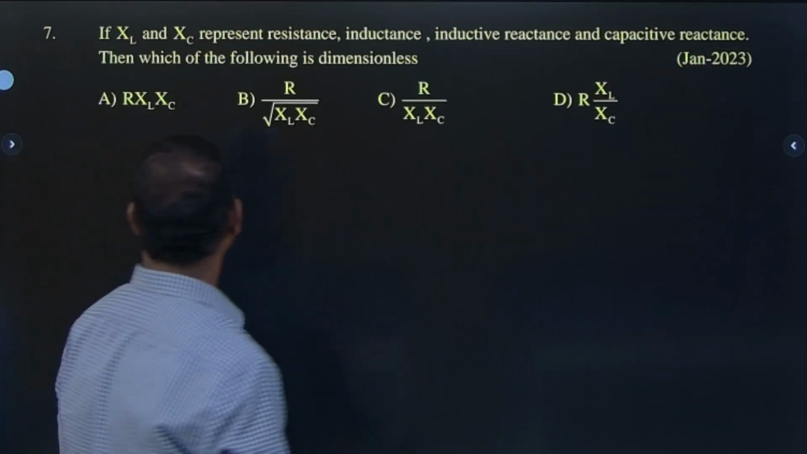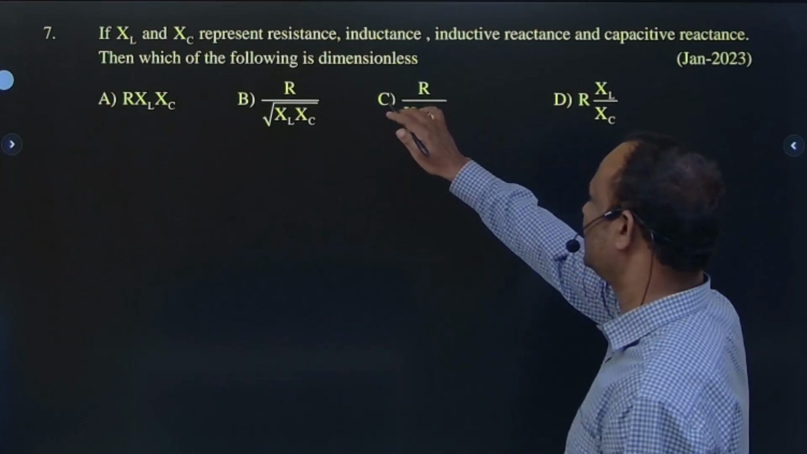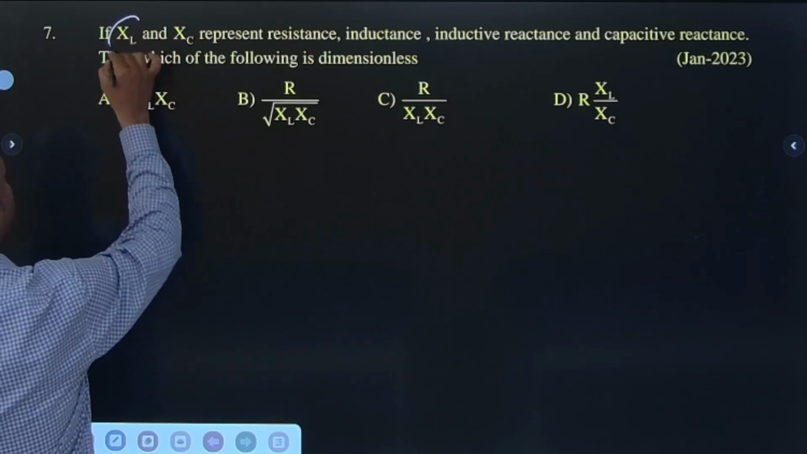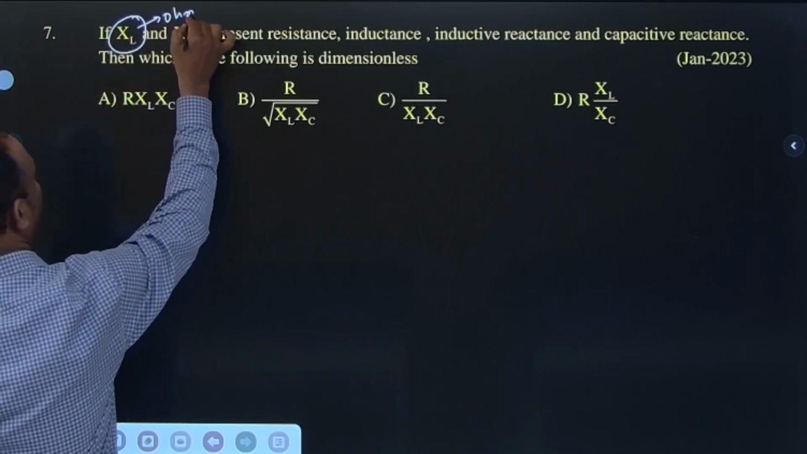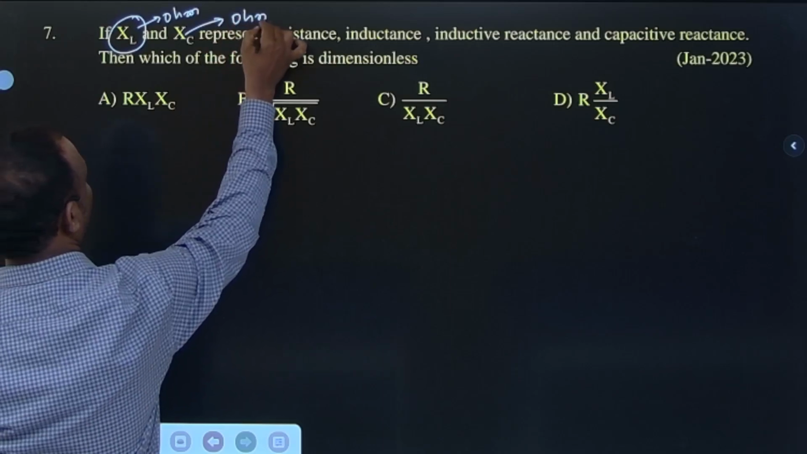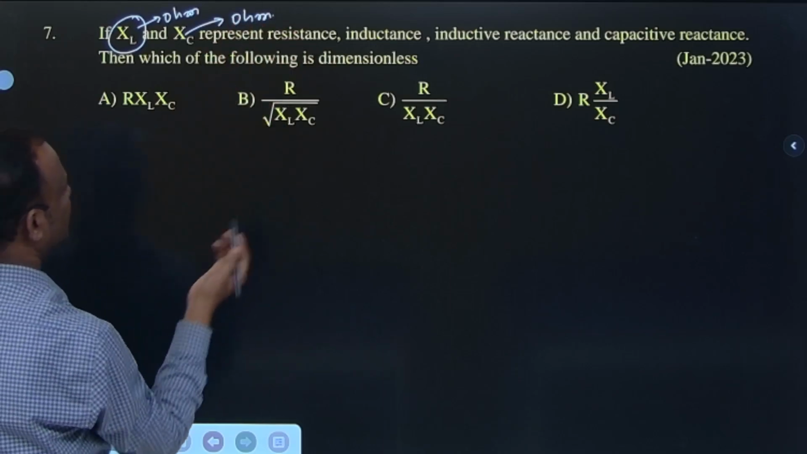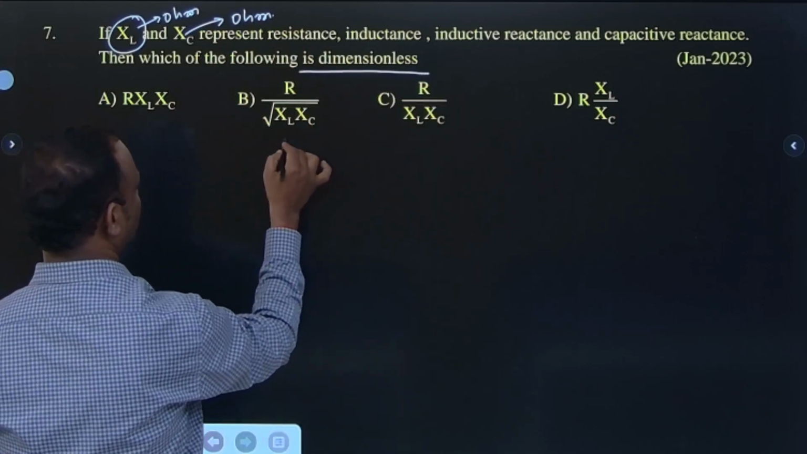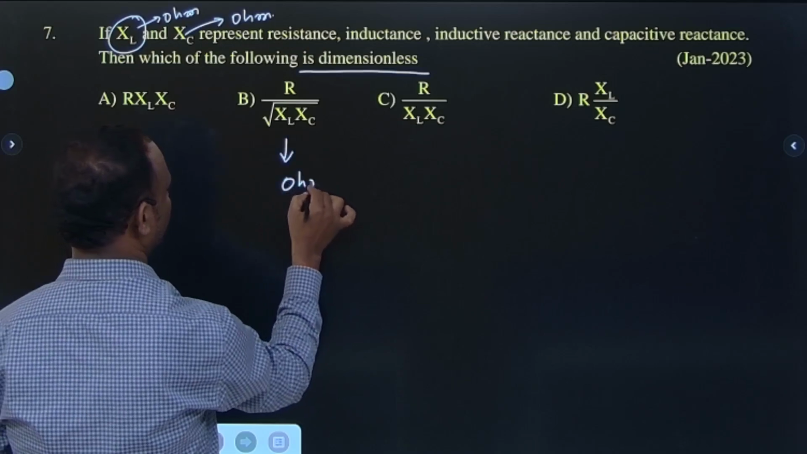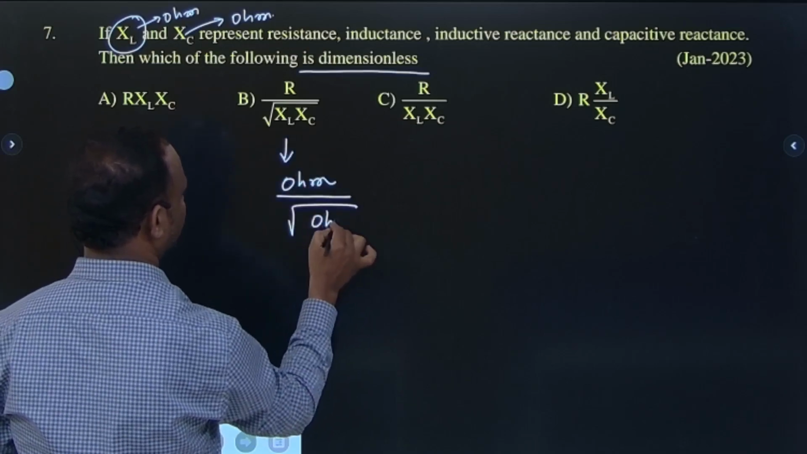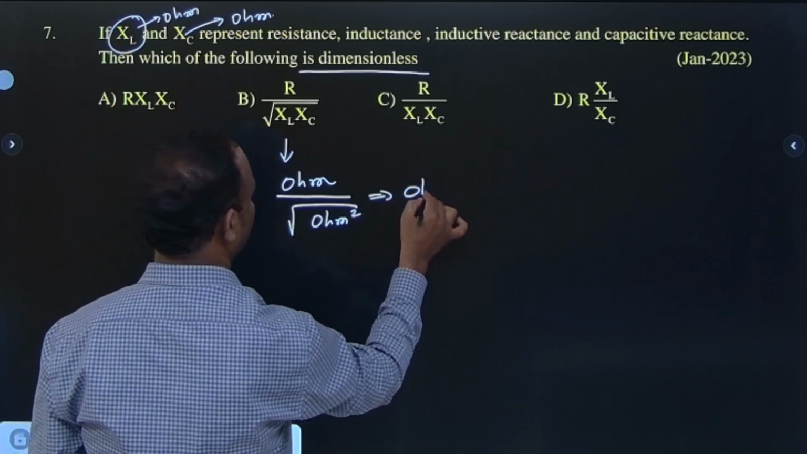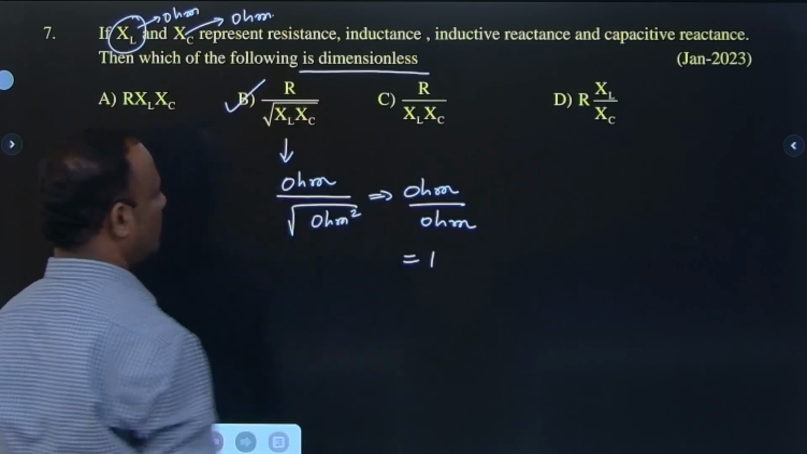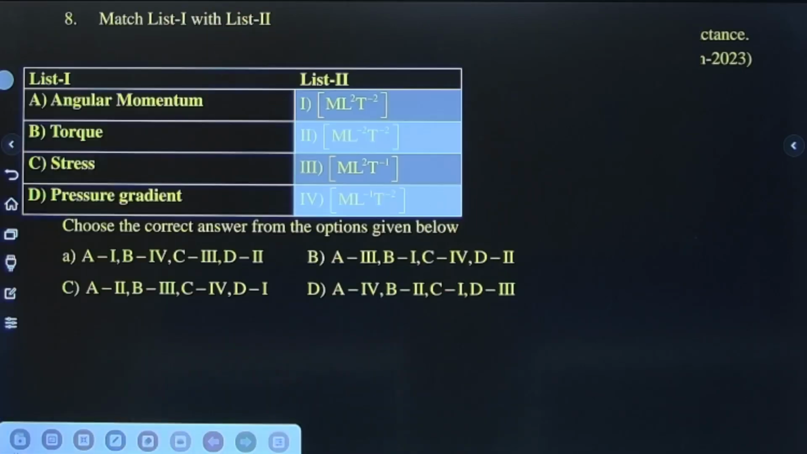Here is the question. XL and XC represent what? Resistance. XL is measured in ohm only. XC is measured in ohm. So you need to check which is dimensionless. Dimensionless means, if I choose this, it's ohm by under root of ohm into ohm, ohm square. So this is ohm by ohm. So what is the answer? It's 1. Dimensionless means this.